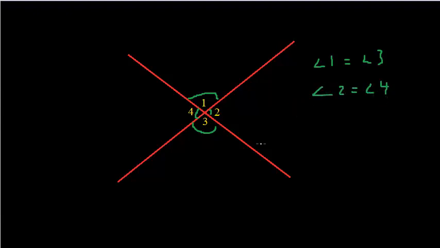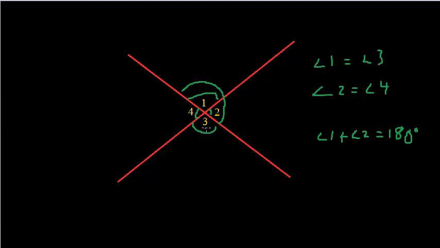Another interesting thing here is since we are using straight lines, and straight lines have 180 degrees, we can see here that these two angles, angle 1 and angle 2, add up to that 180 degrees. So here, angle 1 plus angle 2 are equal to 180 degrees. This can be said for any two angles that add up to 180 degrees. This is called supplementary angles. So we have here angle 1 and angle 2 are supplementary.